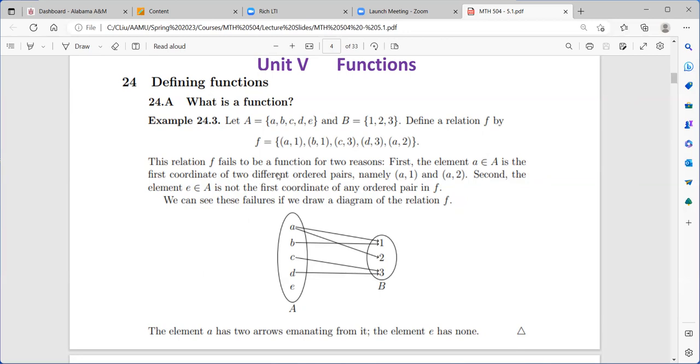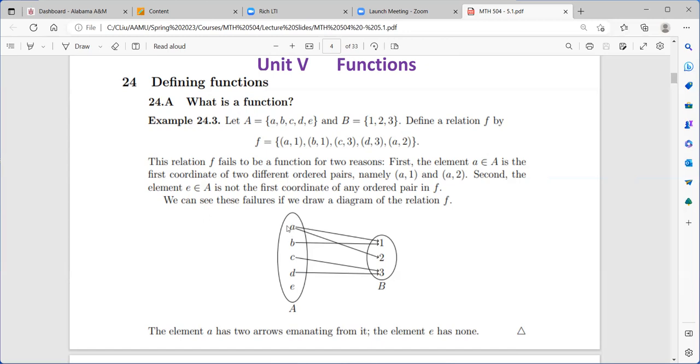And this relation is not a function, as you see. First, it's easy to see that the element A in the set A has two correspondences in set B. It goes to 1 and it goes to 2 also. As you can see, the diagram also shows clearly the two arrows going out from A inside A.